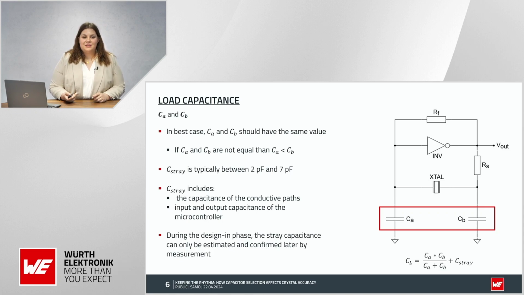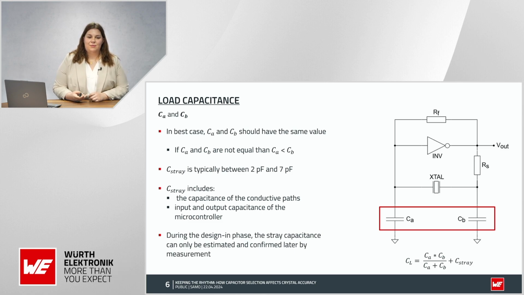The stray capacitance that you have in your circuit is typically between 2 and 7 picofarads. That will mainly depend on all the lines you have, the conductive paths you have on your circuit. So if they're really long, you will increase the stray capacitance. And it also depends on the input and output capacitance of the microcontroller. So here, that's like the unknown value.